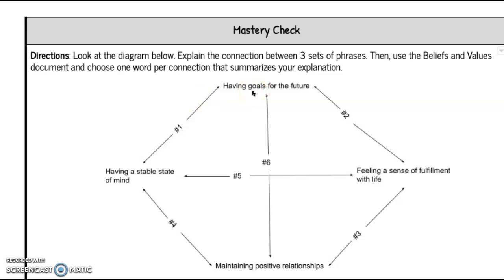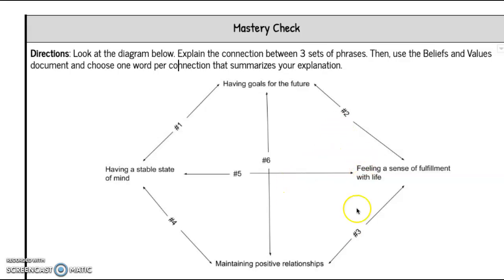So there are 4 different statements here. The top one says, having goals for the future. The second one says, feeling a sense of fulfillment with life. The third one down here says, maintaining positive relationships. And finally, on the left-hand side, having a stable state of mind. Between each of these statements, you're going to see a line with a number. So for example, number 1 means the connection between having a stable state of mind and having goals for the future. Number 2 connects these 2 ideas. 3, 4, idea 5 or connection 5 are the ones across from each other, and connection number 6 are the connections between the top statement and the bottom statement.